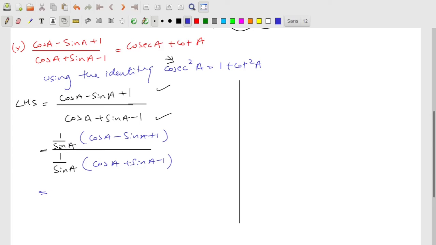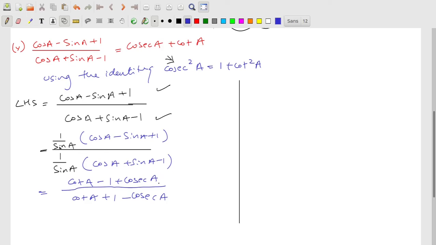Okay, now simplify this. Cos A divided by sin A is cot A, sin A divided by sin A is 1 by sin A, cosecant A, whole divided by cos by sin, again cot A, sin by sin, 1 by sin, cosecant A, right? Actually these three steps are important here. So what is the next step?